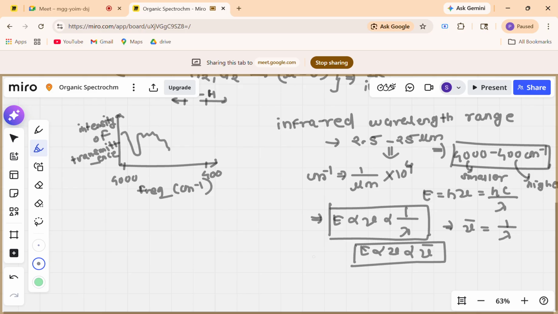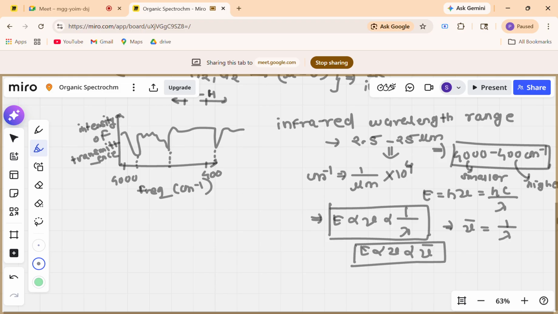So something it will look like this. The spectra will look like this. There are particular peaks present in the molecule. We will discuss the characteristic values, and if a value is such, then we can conclude that a particular functional group is present in your molecule.